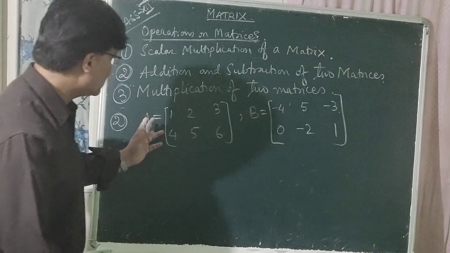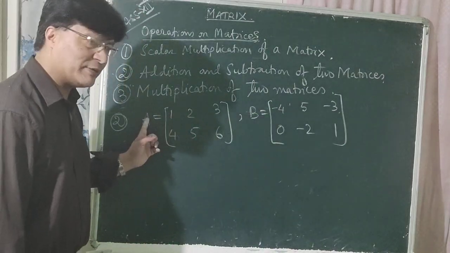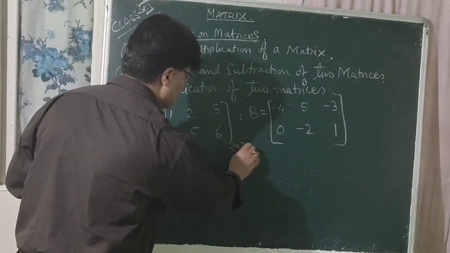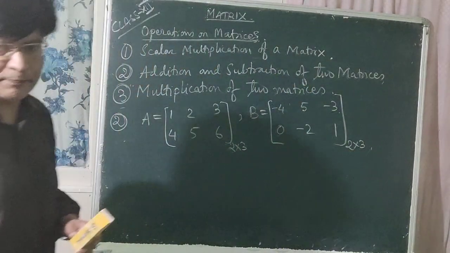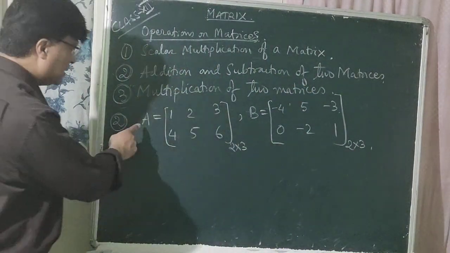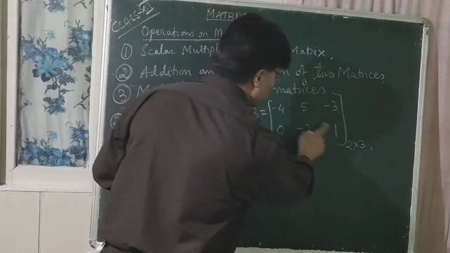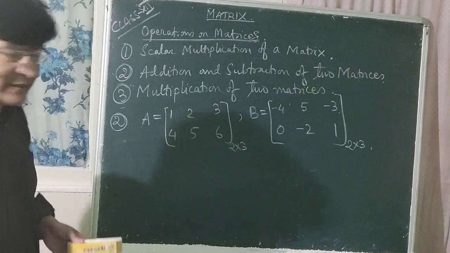So both these matrices A and B have got the same order, that is, this matrix A is of order 2 cross 3, and this is also of order 2 cross 3. Is that clear? That is, A is the given matrix of order 2 cross 3 and B is the given matrix of order 2 cross 3. That means they have got the same order. That means you can add them.